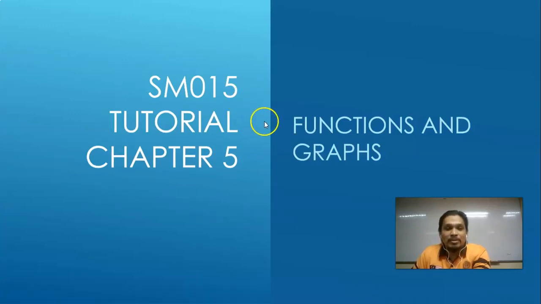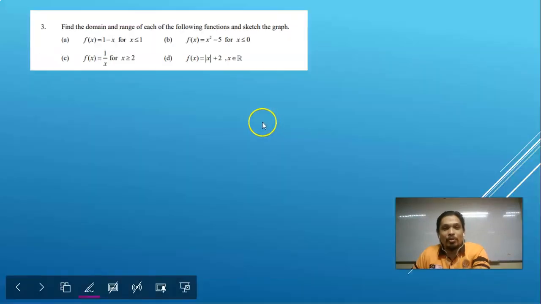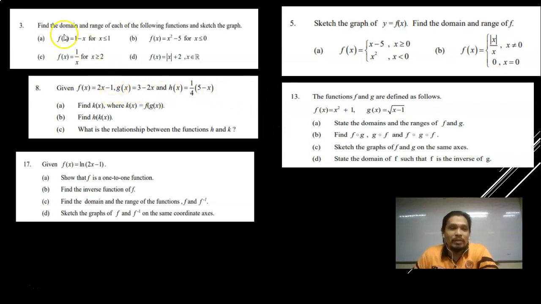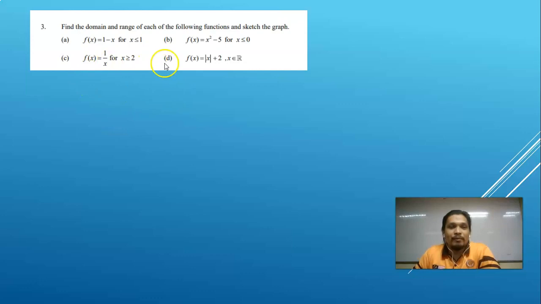Okay, so please refer to your tutorial book. These are a few questions that I selected. I'm not going to discuss all of them. For example, for question number 3, I'm going to choose question B, and 5A. The rest, 8, 13, and 17, we will complete and discuss one by one. So the first question, I chose A just now.